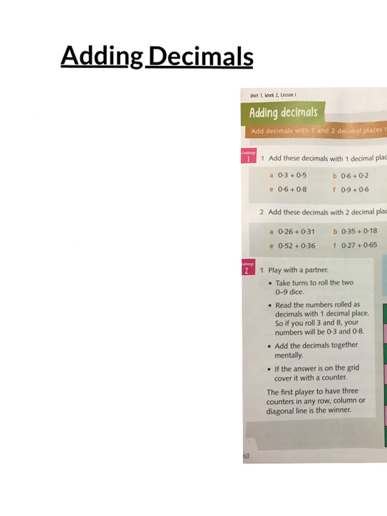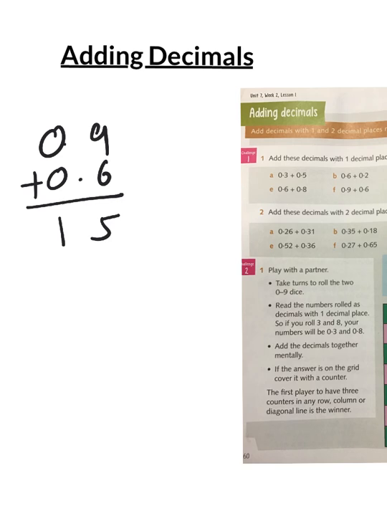Sometimes when you add two tenths together, they will come to more than a unit. So for example, if we look at f, it's 0.9 plus 0.6. Now 9 and 6, we know is 15. So all we have to do is remember our decimal point. These numbers are both to one decimal place, which means our answer will also be to one decimal place. So the answer is 1.5.